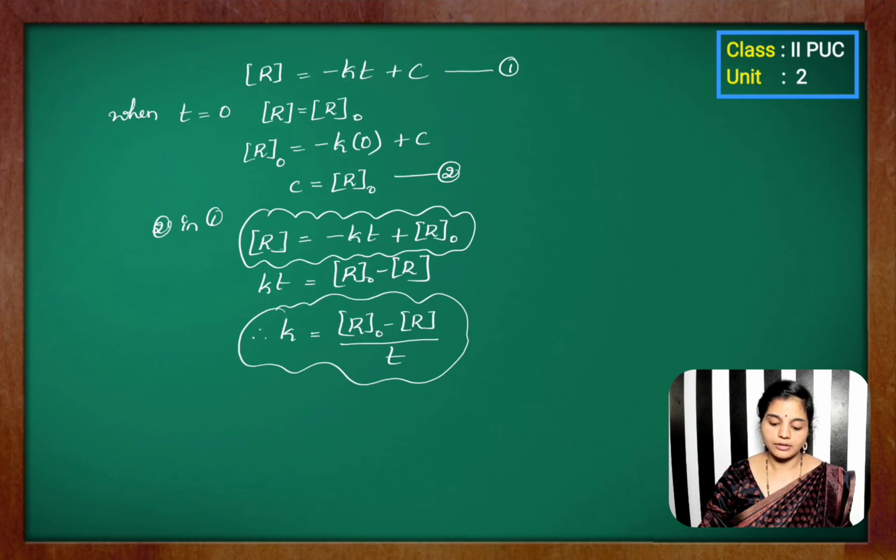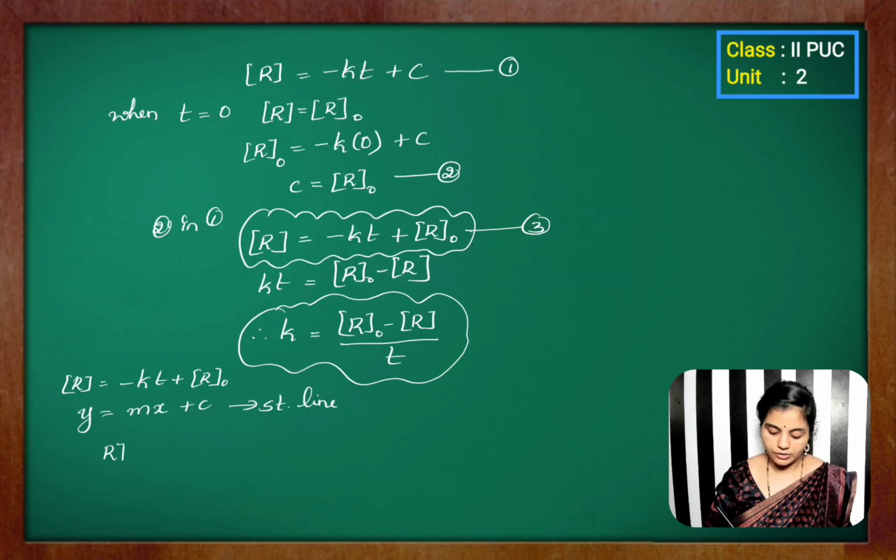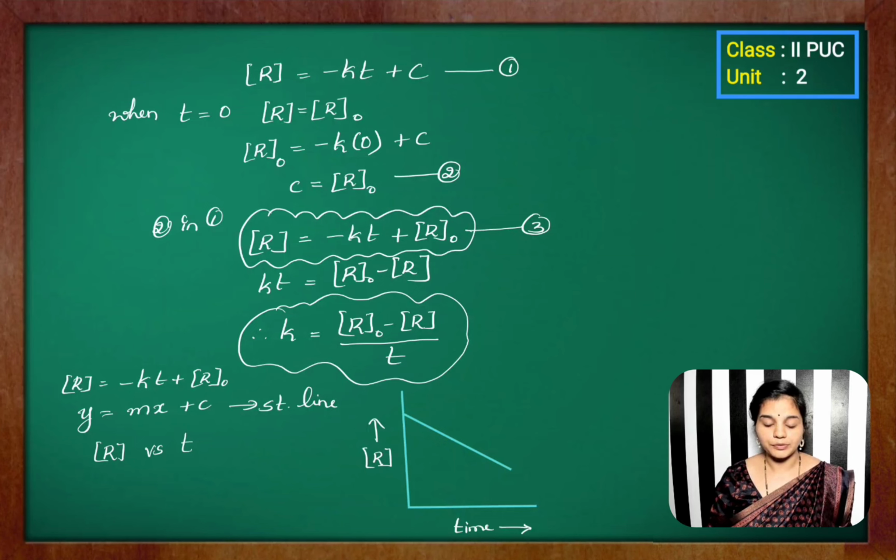If I consider the equation concentration of R is equal to minus Kt plus concentration R naught, let me write this as equation 3. If I consider equation 3, that is concentration of R is equal to minus Kt plus initial concentration of reactant, this is of the form y is equal to mx plus c, which is a straight line. So when I plot a graph of concentration of reactant R versus time, I will get a straight line graph. So this is the graph that you will get when you plot concentration of reactant versus time.